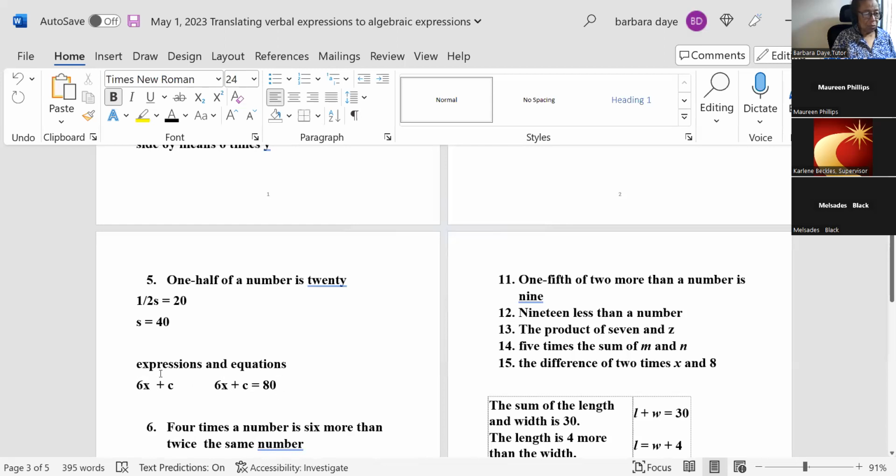But each one of these is called a term. So how many terms does this have? 6x plus c, that's two terms. 6x is a term, c is a term. This equation has how many terms? Three terms. 6x is a term, c is a term, and 80 is also a term. Got it? Yes. So that's the difference.